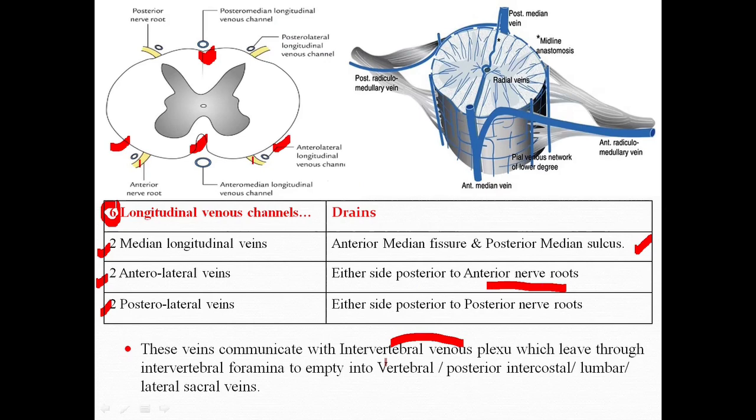Likewise, the posterior nerve root emerges outside, and on either side of the posterior nerve roots I have the posterolateral veins, and the venous drainage is taken on. All these veins communicate with the intervertebral venous plexus, finally leave through the foramina, and empty into the vertebral venous plexus, or into the nearby posterior intercostal, lumbar or posterolateral sacral veins.